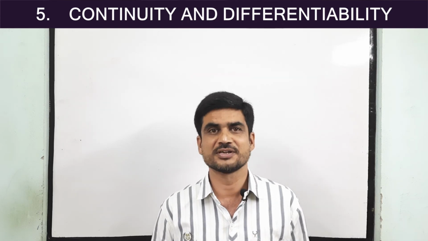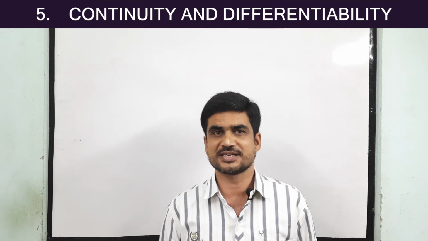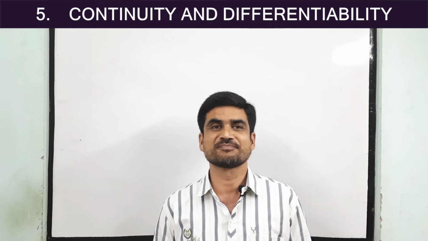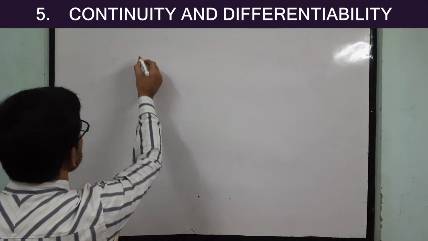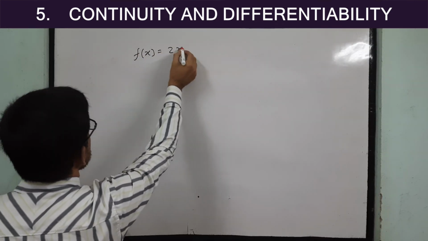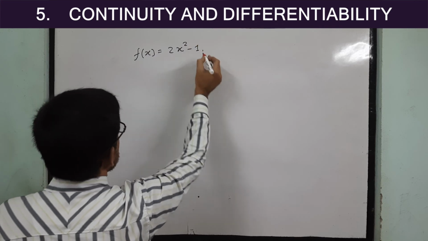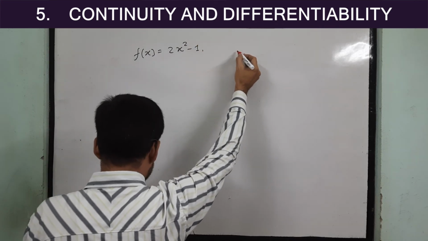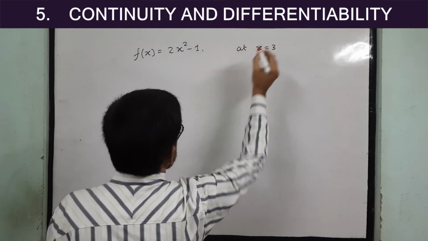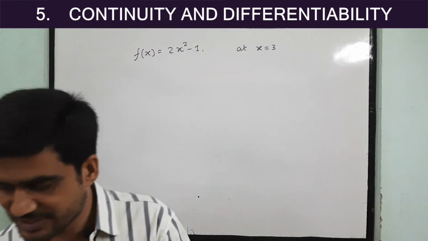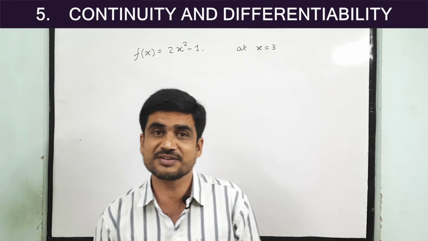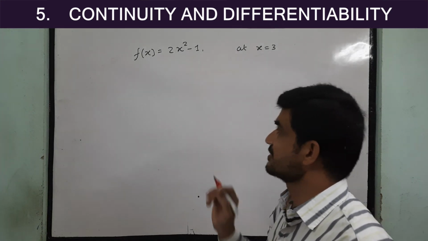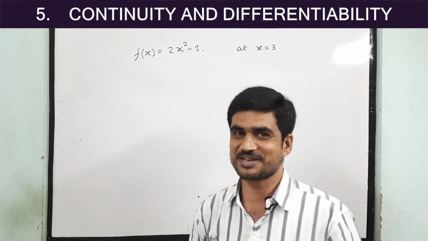So let's see the first question, that is Exercise 5.1 of the NCERT textbook, question number 2. Examine the continuity of the function f(x) = 2x² − 1. The given function is 2x² − 1, and the point given is x = 3. We have to examine whether this function is continuous at x = 3 or not.